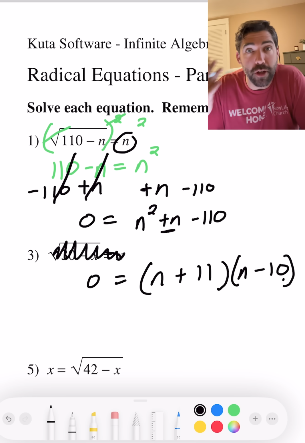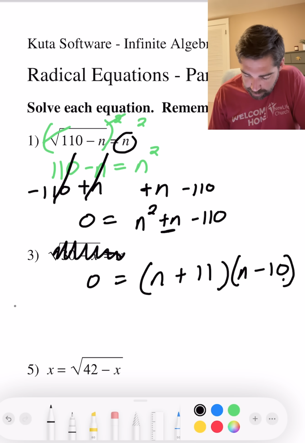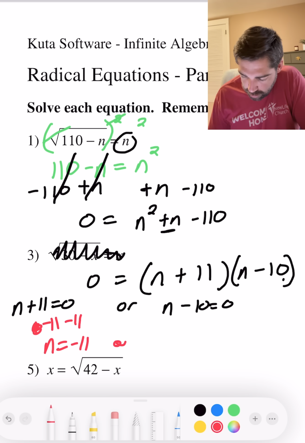All right, now we have to solve for our solutions and then check to see which one works. Well, we have n plus 11 equals 0, or n minus 10 equals 0. If we have the plus 11, we'd have to subtract 11. So n equals negative 11, or add 10, n equals positive 10.